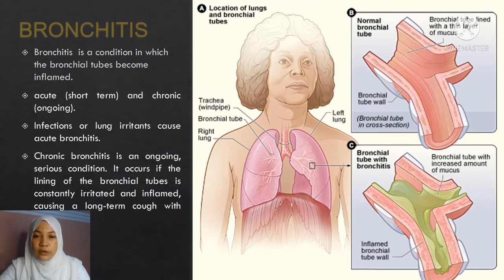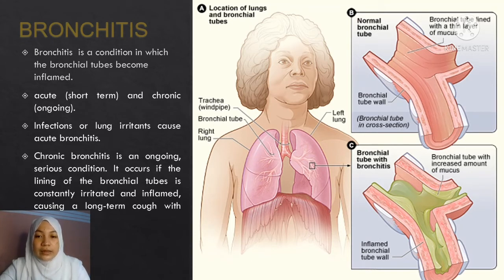I am Amra Farouk, and I'll be discussing bronchitis. Now, what is bronchitis? Bronchitis is a condition in which the bronchial tubes become inflamed. There are two types of bronchitis: acute and chronic bronchitis.